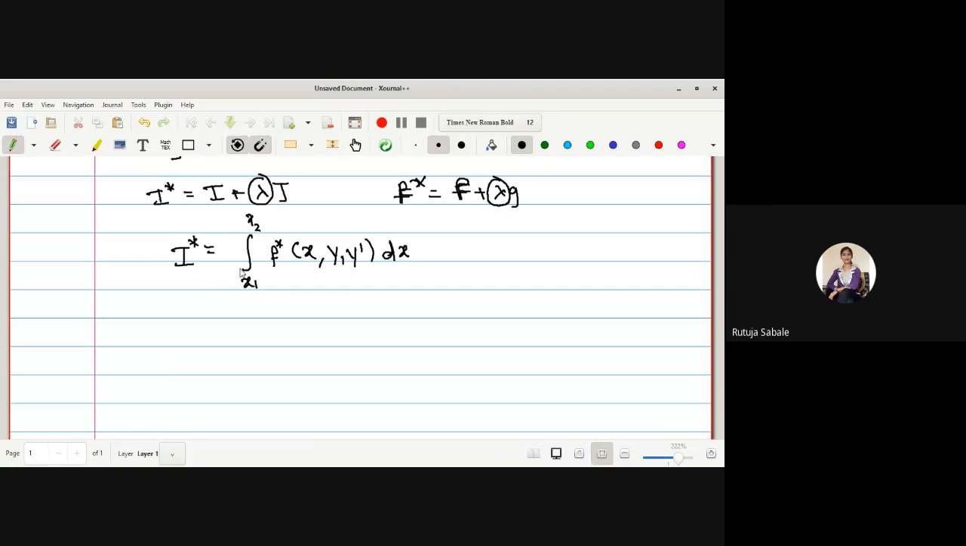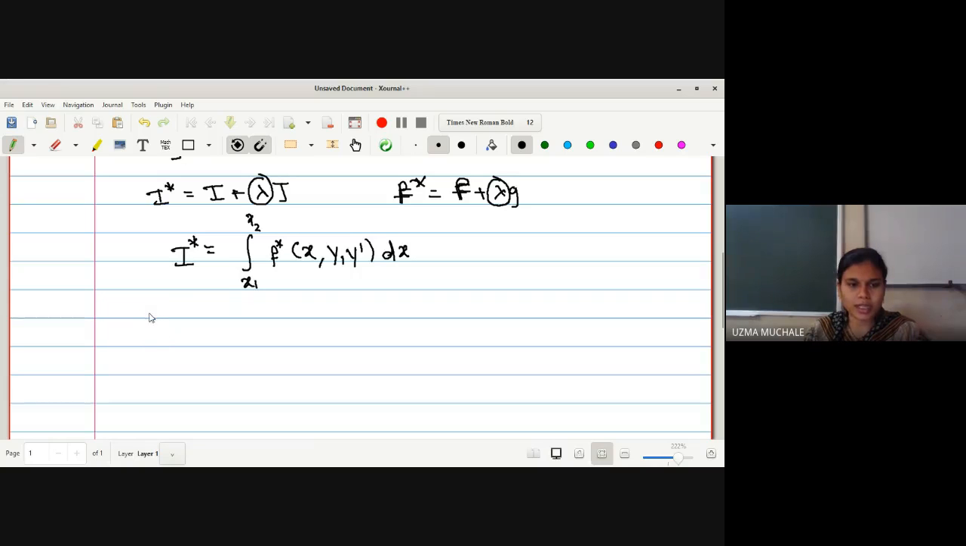If not, let me now find out the next thing we have to do. Up to now we were finding dou I by dou alpha. If you find dou I by dou alpha and set it equal to 0, then we can get our Euler-Lagrange's equation. But instead of simply alpha, we have two parameters, so now we have to differentiate with respect to epsilon I. The integration from x1 to x2 stays as it is, because the integration is with respect to x and we are going to differentiate with respect to epsilon I.